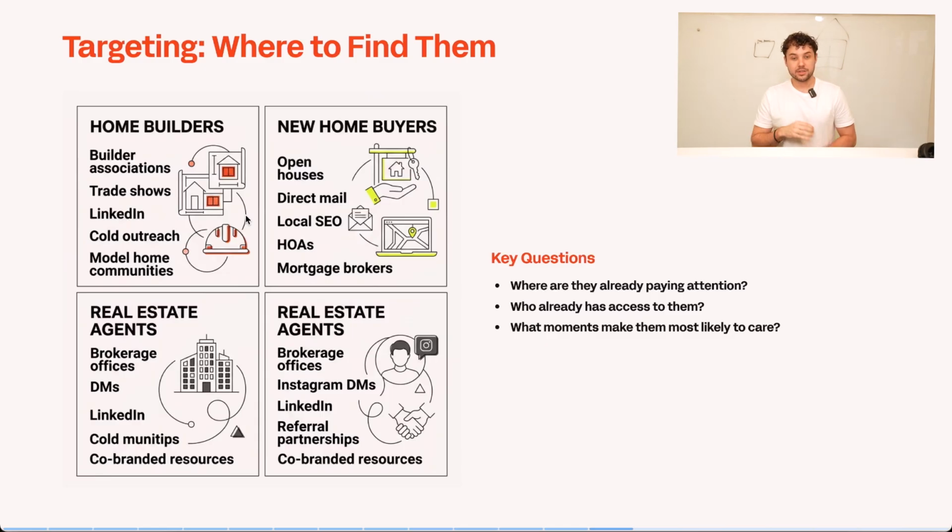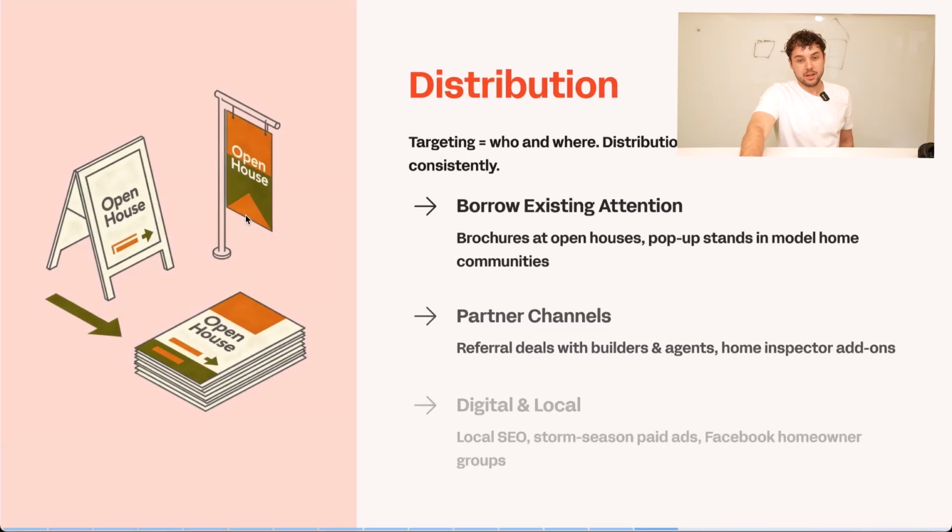And so, again, there's a ton of different examples of this, but if you're a real estate agent, you can just go straight to the brokerage offices. You could DM them on Instagram. You could even do co-branded events where real estate agents are going. You could sponsor one of those events, okay? New home buyers, open houses, direct mail. You can literally mail people anything you want. Local SEO. You can go to the HOAs of an actual neighborhood, or just go straight to mortgage brokers, who are selling people the loan for their home, okay? So this is all about getting creative and trying to understand where they're already paying attention, who already has access to them, or what moments make them most likely to care, okay?